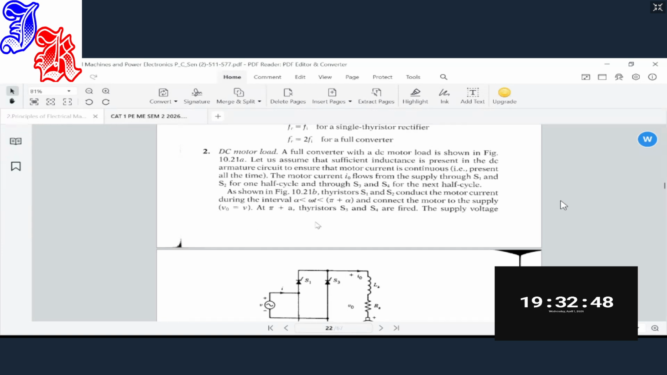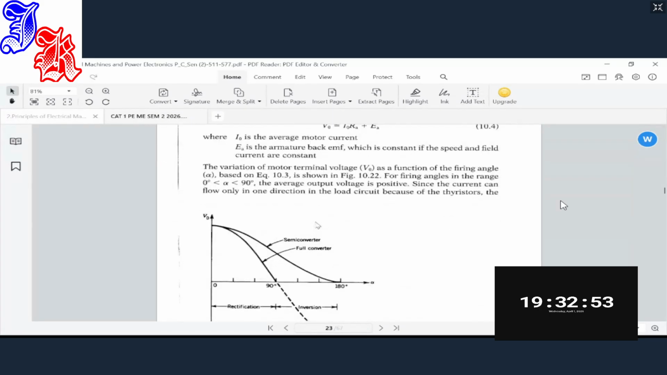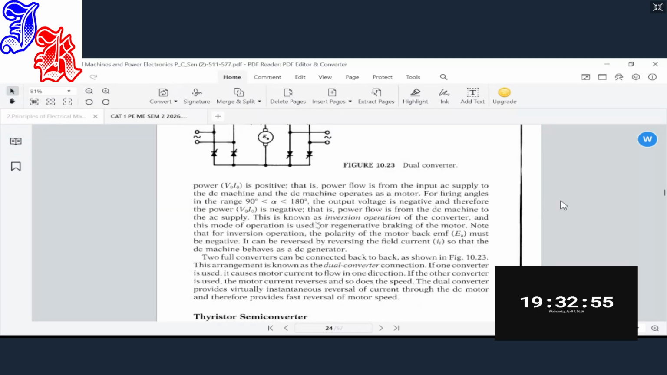I think you covered that. Yeah, it's normally used for regenerative braking of a motor, and it's normally called an inversion operation.